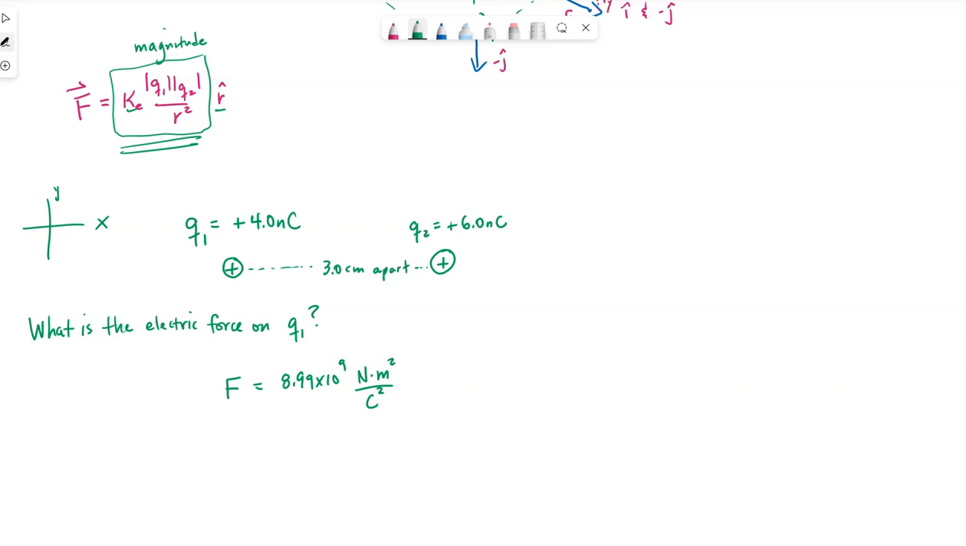Q1 and Q2. For nano, I do need to put the 10 to the negative 9 in because I'm going to need my coulombs to cancel. Q2 is 6 nanocoulombs. Let me write my units this time through. Over, for units to work out, since K has meters as part of the units, we do need to put R in terms of meters.